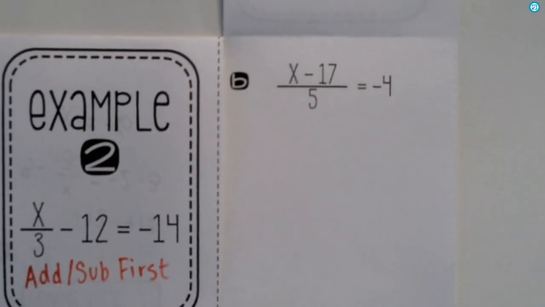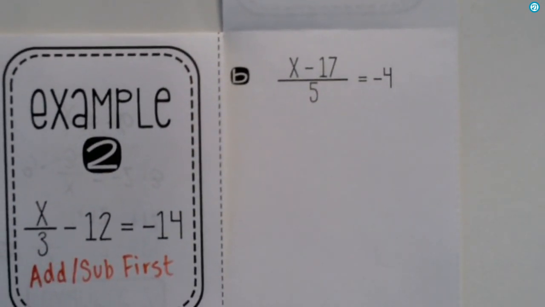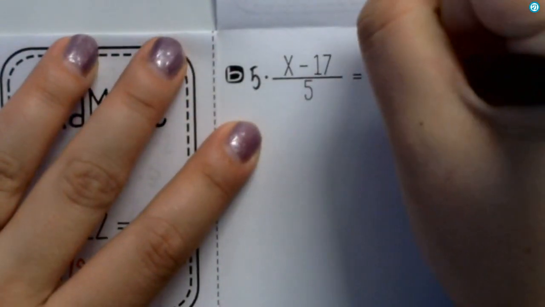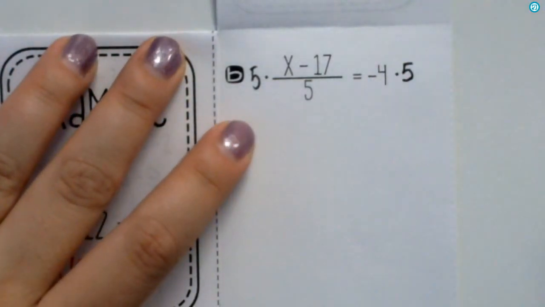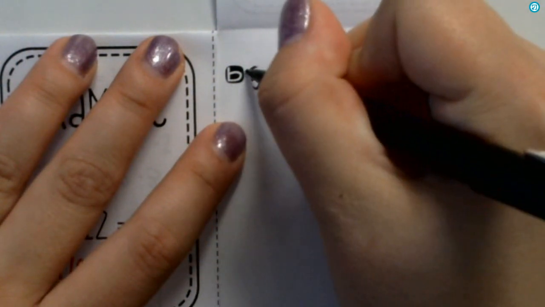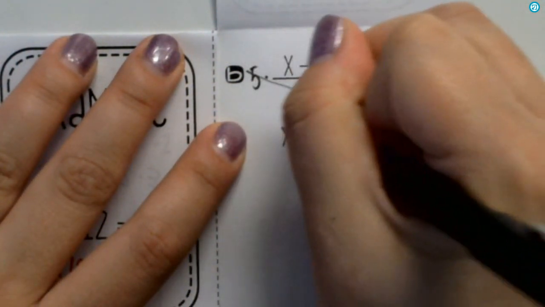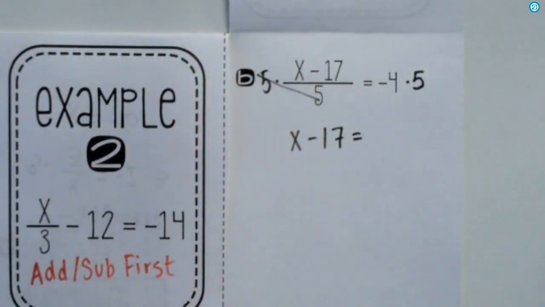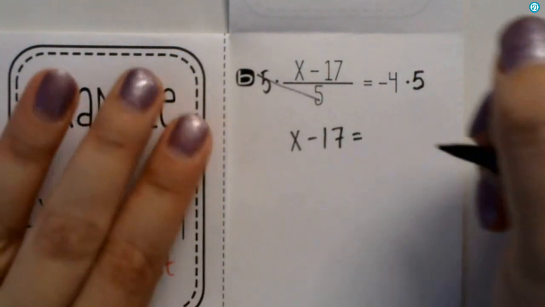In that case, our very last one, we've got x minus 17 over 5 equals negative 4. Same 2 steps, just different numbers and therefore a different answer. The first thing that we're going to do, get rid of that over 5. We're going to multiply both sides by 5. These 5's cancel out, so all I have here is x minus 17. And on the right side, negative 4 times 5 is negative 20.